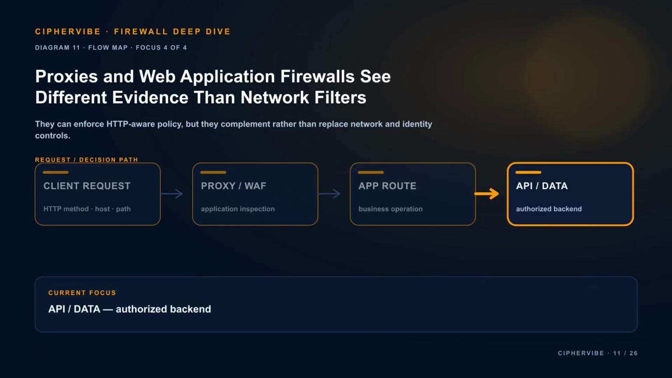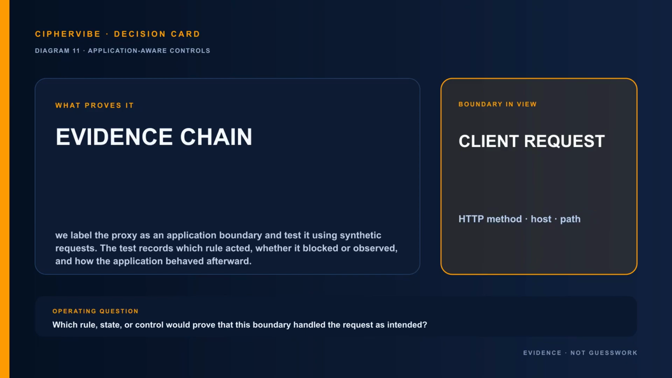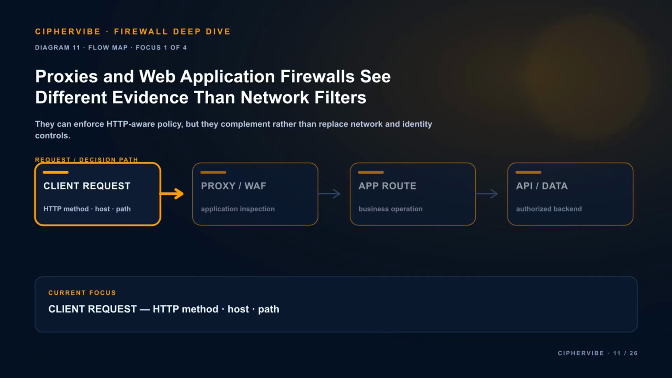Mechanically, after a client connection is accepted and application traffic is available to the proxy, the service applies route or content-aware rules before forwarding a permitted request to the next tier. The common failure is that teams assume a WAF rule means an application vulnerability is solved, then leave the vulnerable route, authorization flaw, or unsafe backend access unchanged.